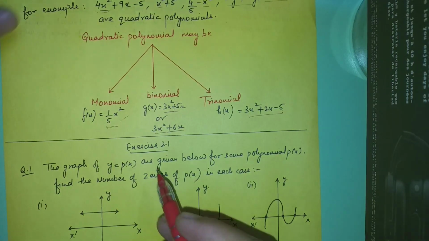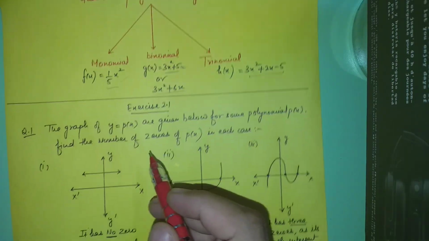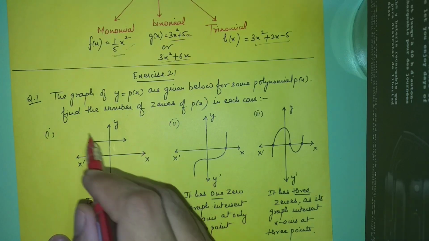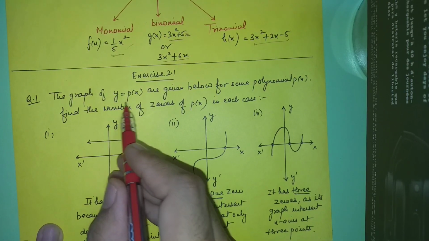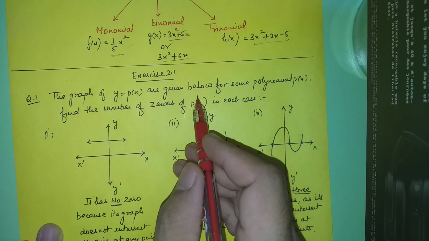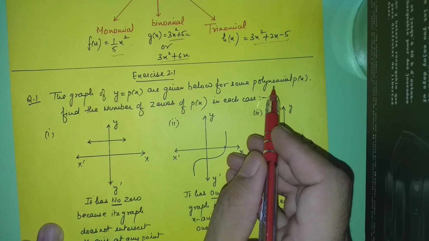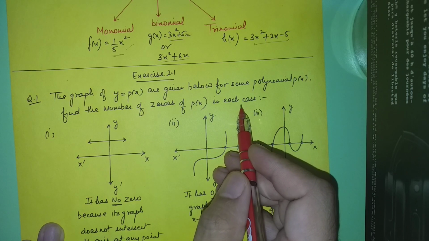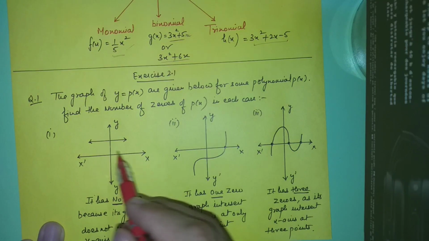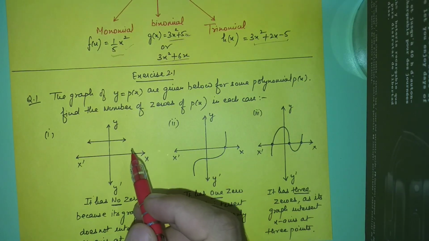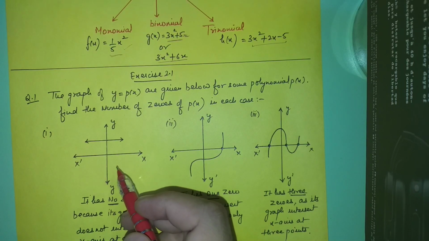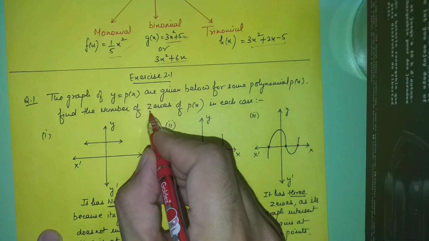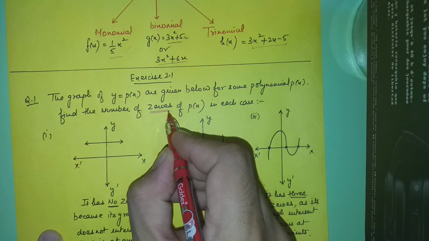Now coming to exercise 2.1, the first question is: the graphs of y equal to p of x are given below. For some polynomial p of x, find the number of zeros of p of x in each case. So here we have three graphs, and we have to tell the number of zeros. What are zeros? Zeros are basically the roots.